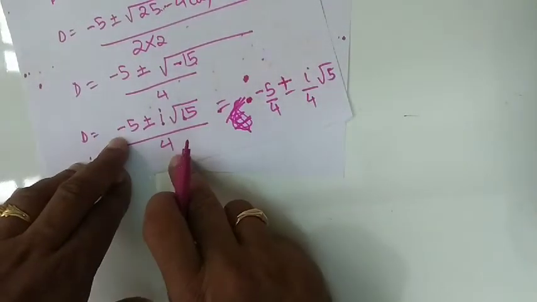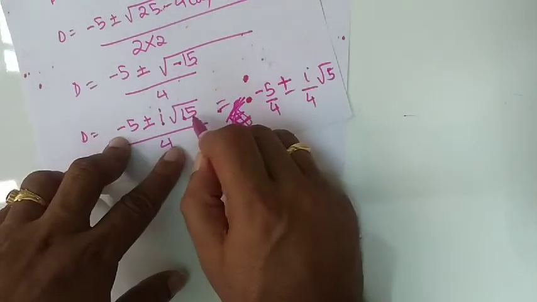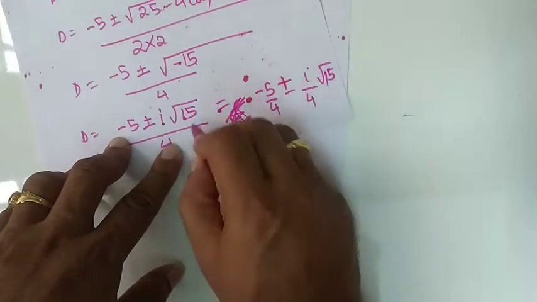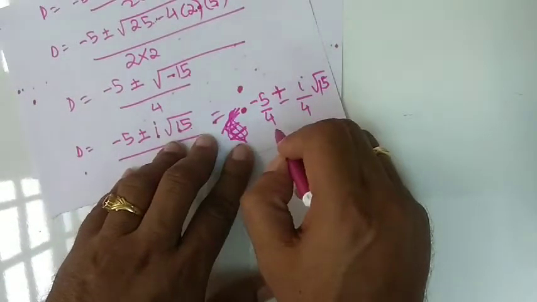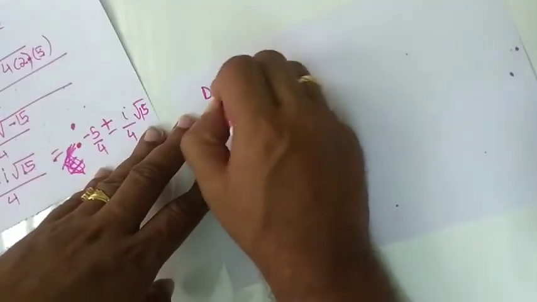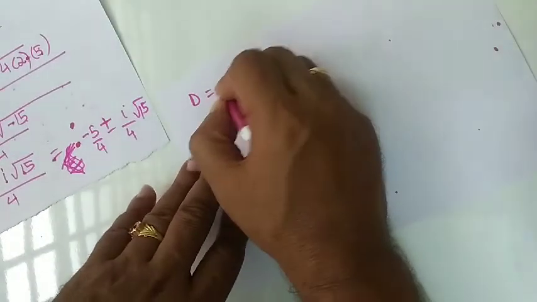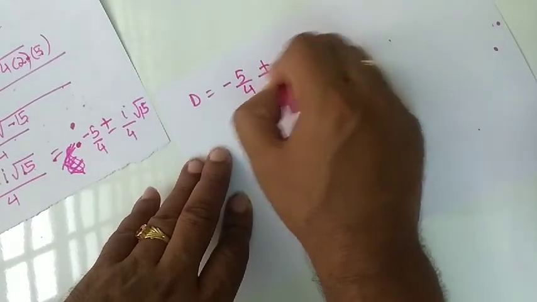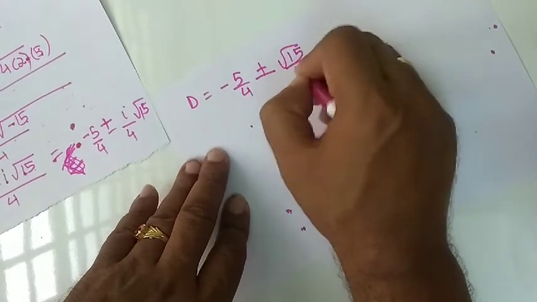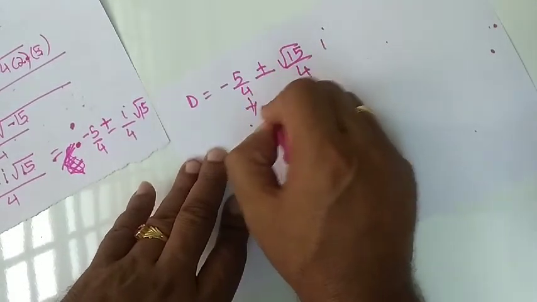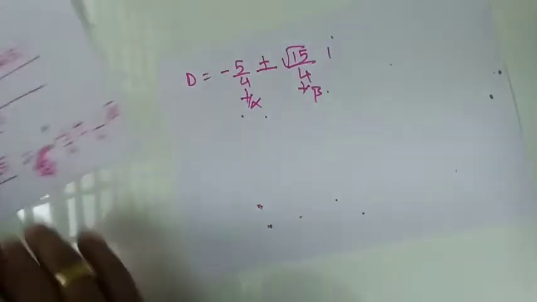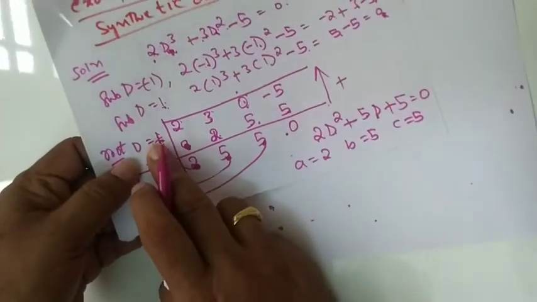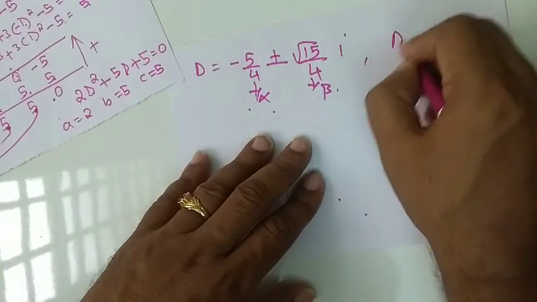So what are the roots? Minus 5 by 4 plus or minus root 15 by 4 into i. We have written that. So what are the roots you got totally? The roots are, observe, D is equal to minus 5 by 4 plus or minus square root of 15 by 4 into i. So this is my alpha, this is beta. Now one more root we got here is, don't forget this root, D is equal to 1.